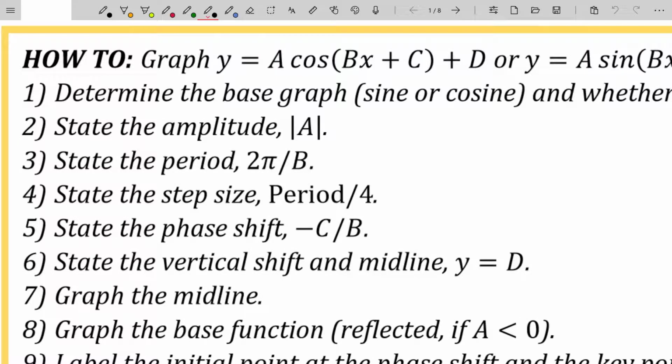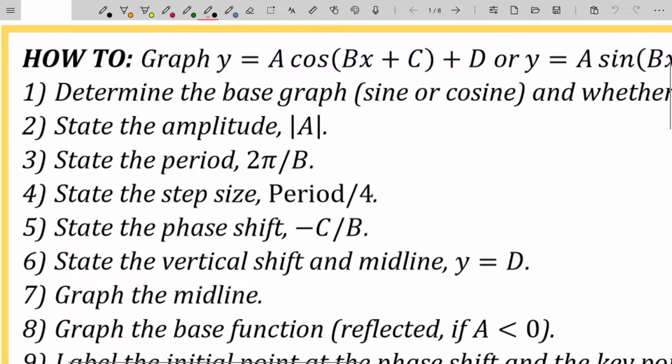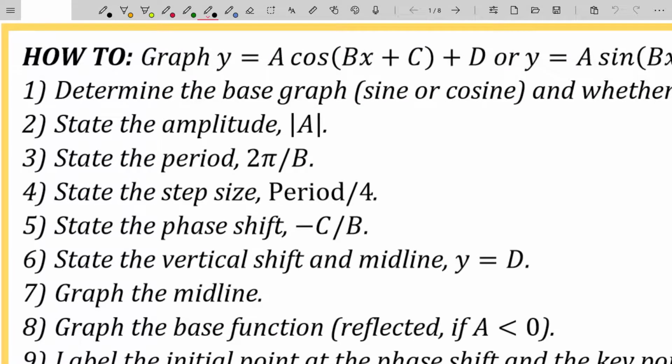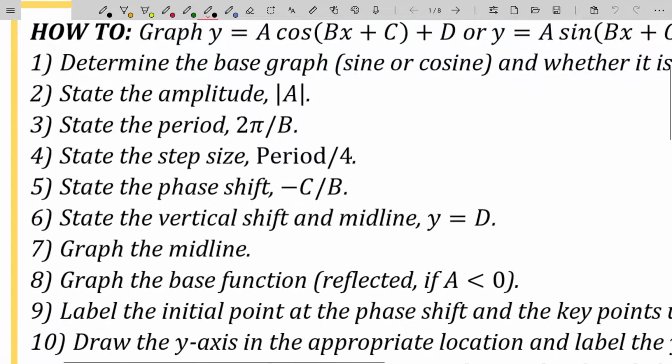If somebody hands me a trig function, specifically in this case a sine or a cosine, of the form a cosine or sine of bx plus c plus d, I will state the amplitude, which is the absolute value of a. I'll state the period, which is 2 pi over b, state the step size, which is the period cut into 4 pieces, and state the phase shift, which is negative c over b. Oh, I also state the midline. And then I start graphing.